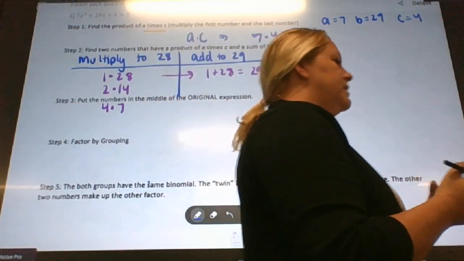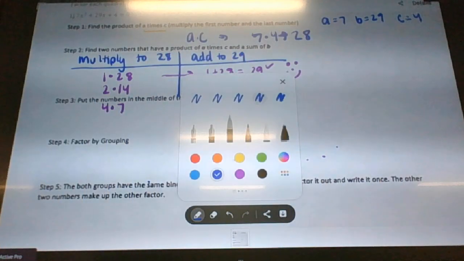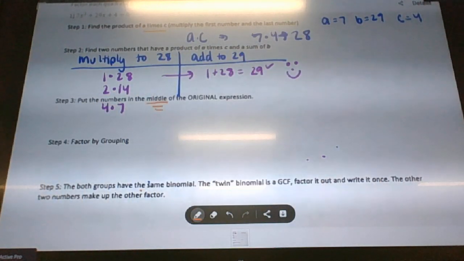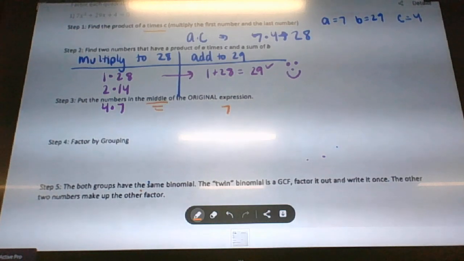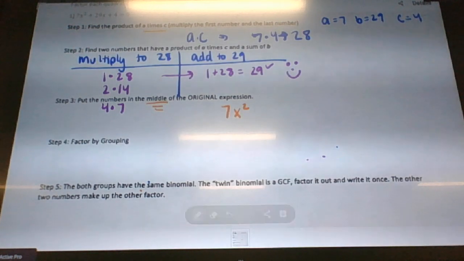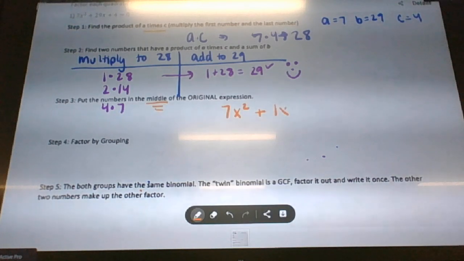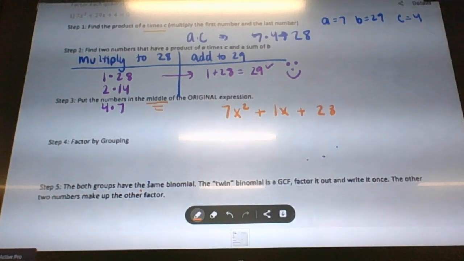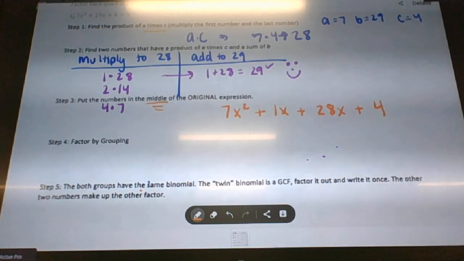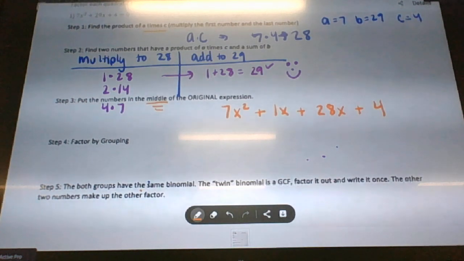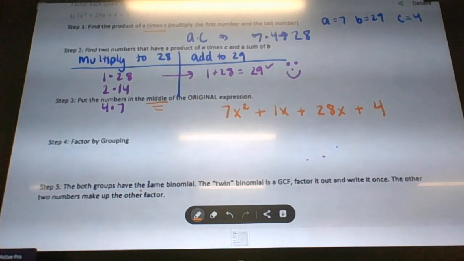Put the numbers in the middle of the original expression. So I'm going to keep the 7x squared the same. I'm not going to write 29. I'm going to write 1x and 28x and then I keep the 4. This is where it's at. What you want is a problem with 4 terms.